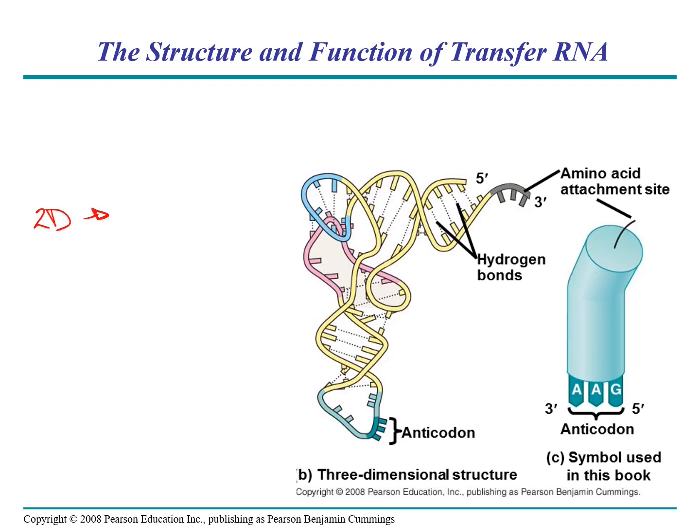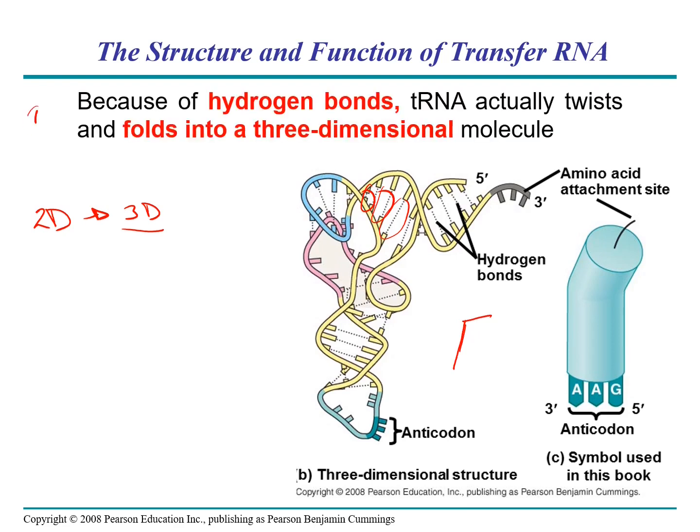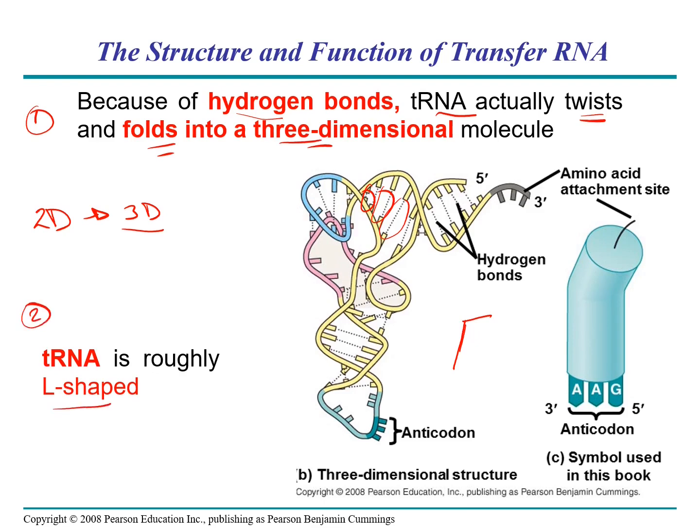In the previous slide, I showed you the 2-dimensional tRNA. Now I want you to see how it actually looks, because it's a 3-dimensional structure. And why does it form a 3-dimensional structure? Because it has these hydrogen bonds, and these hydrogen bonds twist and fold the tRNA into a 3-dimensional structure that shows the shape of an inverted L in this case. So let's recap. Because of the hydrogen bonds, the tRNA twists and folds into a 3-dimensional molecule that roughly has an L-shaped structure.